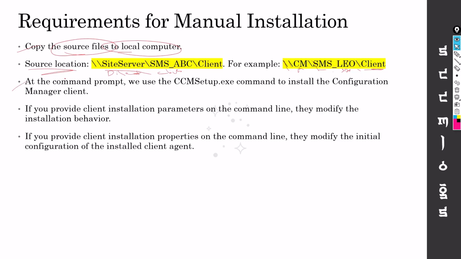So we need to open the command prompt as the administrator. Then we need to go back to this location where we copied the source files. Then we use the command ccmsetup.exe along with some properties. If you provide the client installation parameters on the command line, they modify the installation behavior.